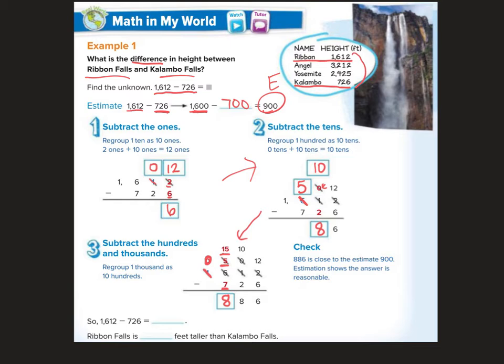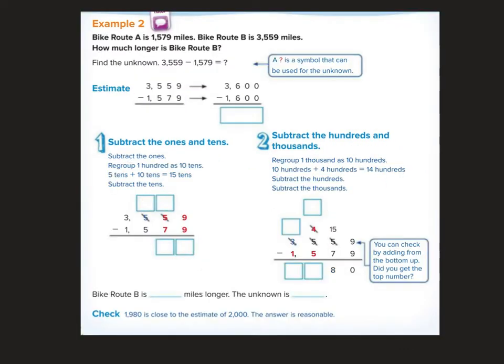Okay, so is 886 about 900, which was our estimate? Yeah, it is, isn't it? Pretty darn close. So 1,612 minus 726 is 886. We checked it. We compared it with our estimate. So Ribbon Falls is 886 feet taller than Colombo Falls. All right, let's do some more practicing.